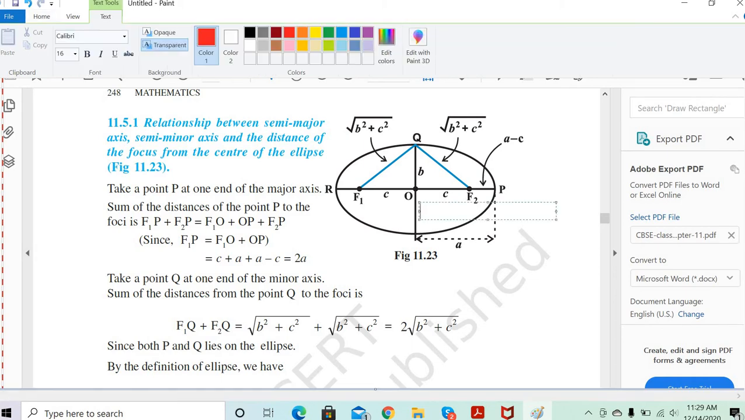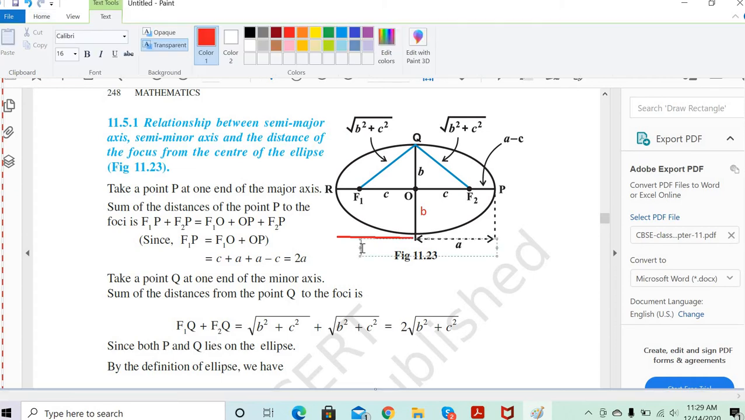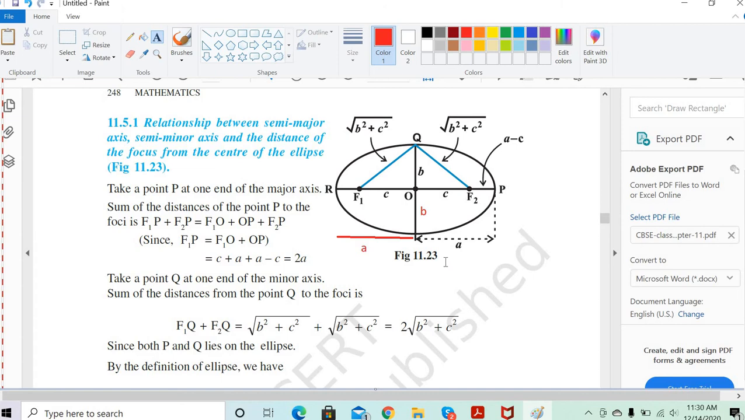Have you drawn the figure? Yes, sir. Excellent. Now, let's understand. Let's take one point called Q on the ellipse. And we know that this point is basically on the perpendicular line on the y-axis. We take it as the point called Q.